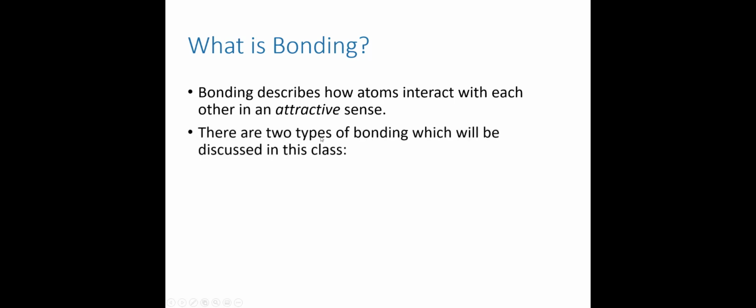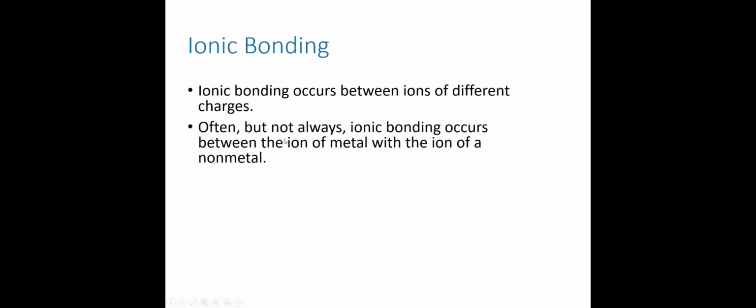And we are going to see two types of bonding in this class. There are others, but we'll focus only on two. Ionic bonding, which I'm going to start with, and then a little bit later on we'll talk about covalent bonding. So ionic bonding is the attraction that results between ions of opposite charges. In most cases that we're going to see, ionic bonding occurs between an ion of a metal, and remember metals make positive ions as we just saw, with the ion of a nonmetal, because nonmetals make negative ions.